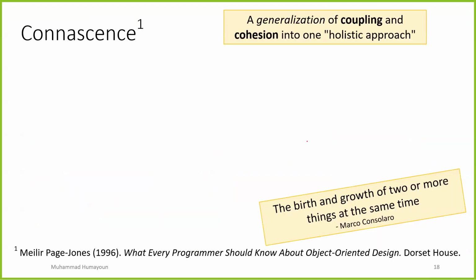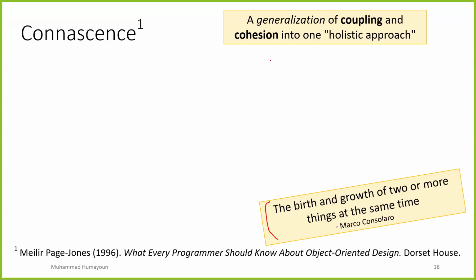Okay. Another really important measure that we usually use in object-oriented programming is called connascence. If we look at the definition of connascence as defined by Meilir Page-Jones, it is the birth and growth of two or more things at the same time. So it is a relation between two things, and how when they change, the relation stays the same. That is just a general definition.